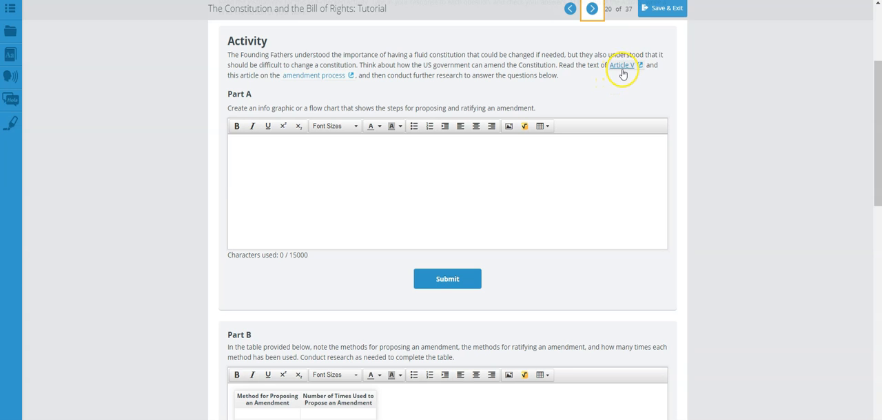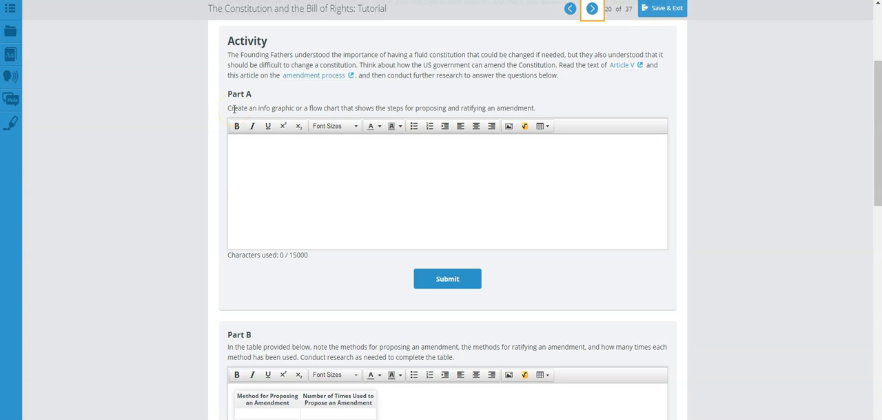For example, this link over here on Article 5, also the link over here on the amendment process. All of these links can actually help you provide solid answers here. On top of that, you can also go ahead and look online. There are hundreds of resources online that will help you put together the information that is being asked here. And part A says create an infographic or flowchart that shows the steps for proposing and ratifying an amendment.